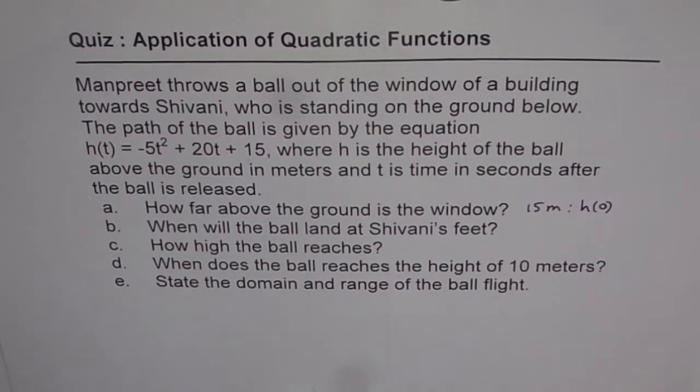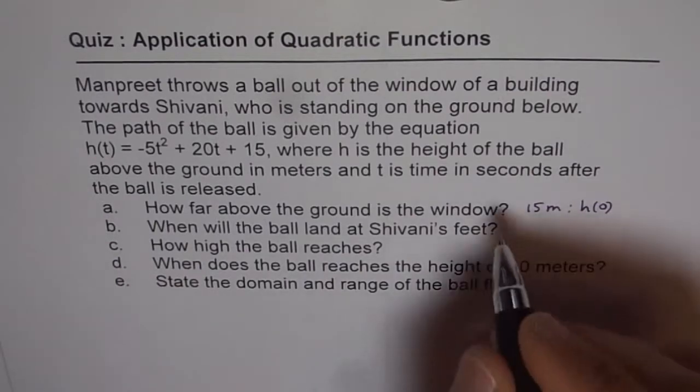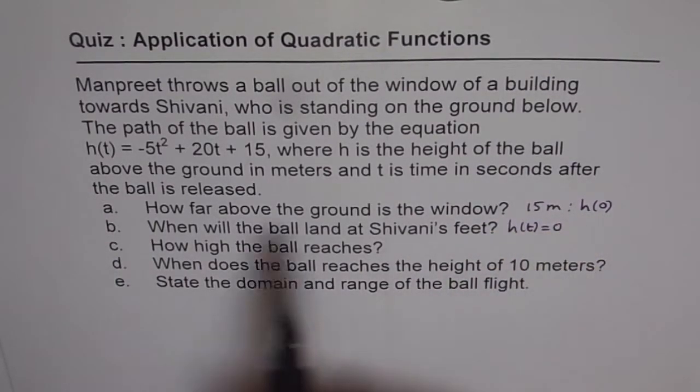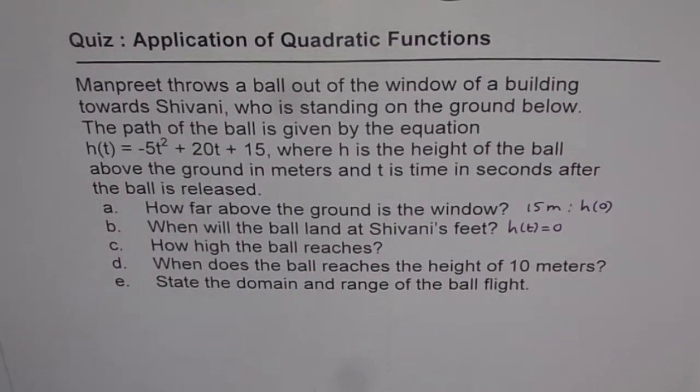That's what it is. So when will the ball land at Shivani's feet? At that time, h of t is 0. So that means you're trying to find roots of this equation, right? This is a very simple form of the equation. Sometimes it could be difficult, right? So I'll suggest if it is simple as that, you can always factor it and get your answer. I'll suggest partial factoring as your technique of answering this question, right?